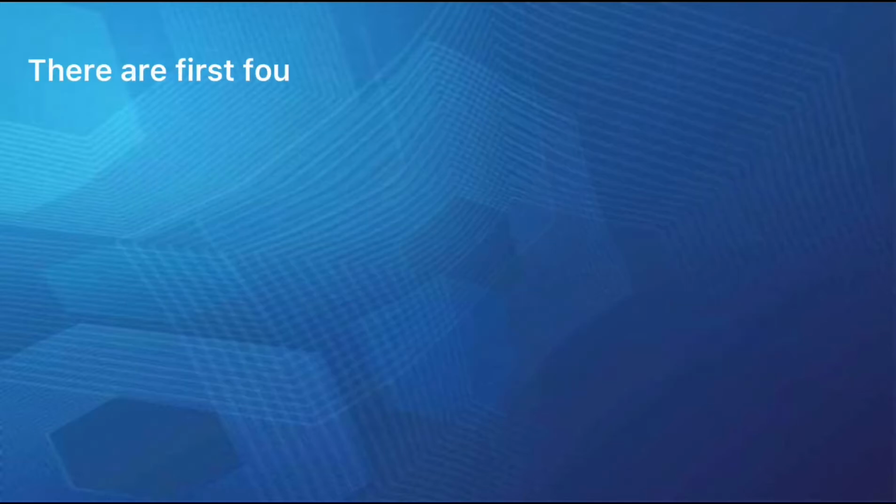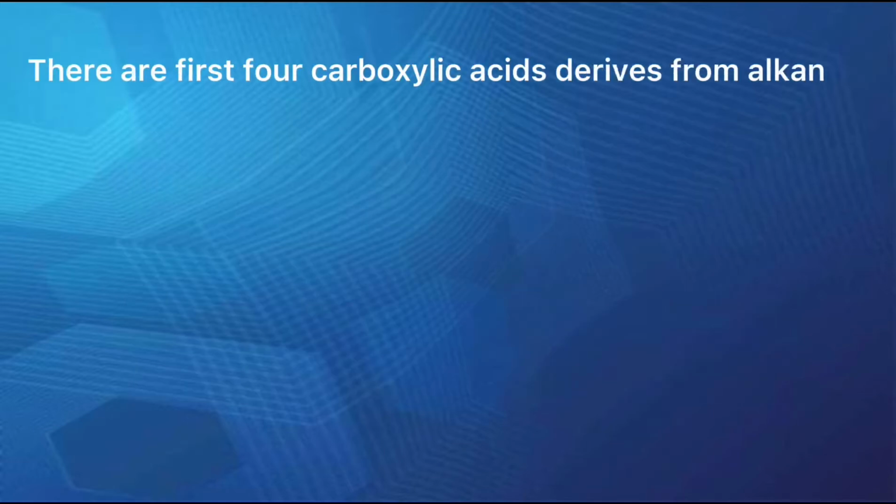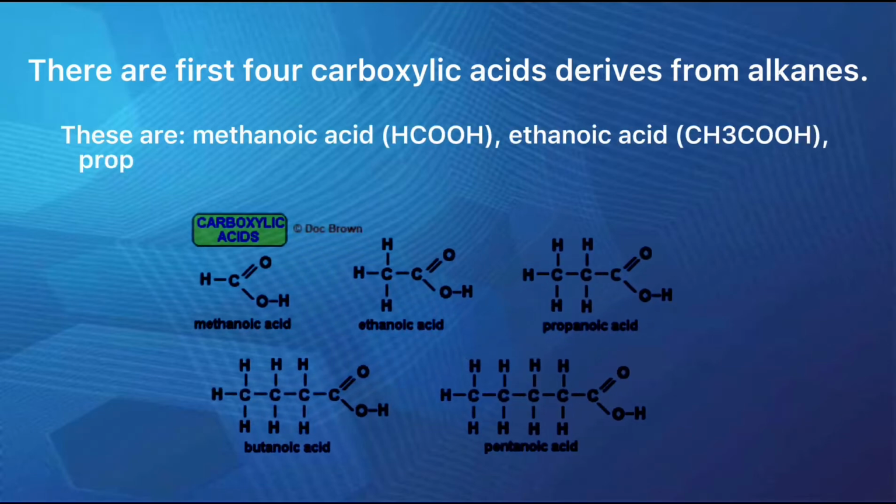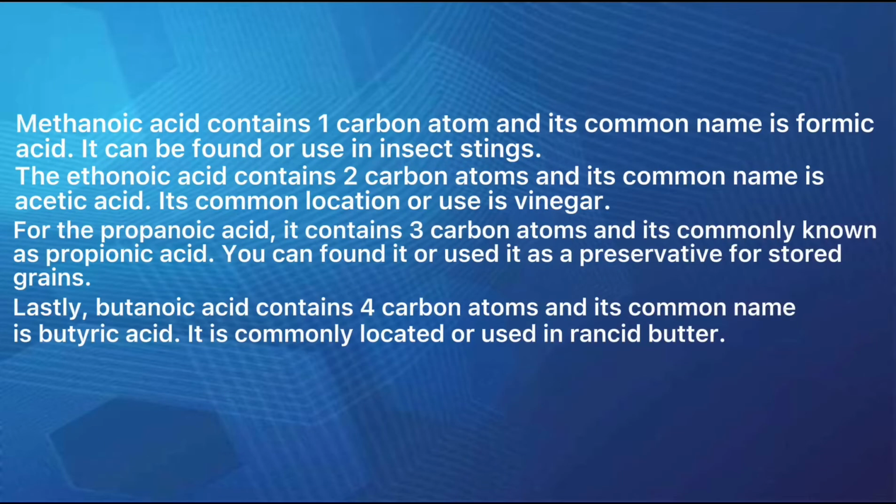There are first four carboxylic acids derived from alkanes. These are methanoic acid, ethanoic acid, propanoic acid, and butanoic acid. Methanoic acid contains one carbon atom and its common name is formic acid. It can be found or used in insect stings. The ethanoic acid contains two carbon atoms and its common name is acetic acid. Its common location or use is vinegar.